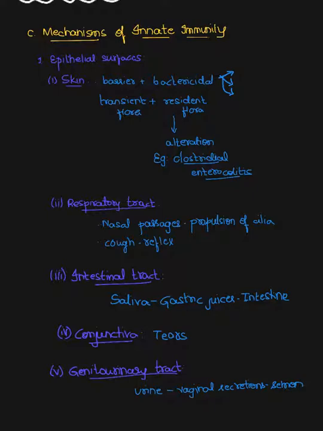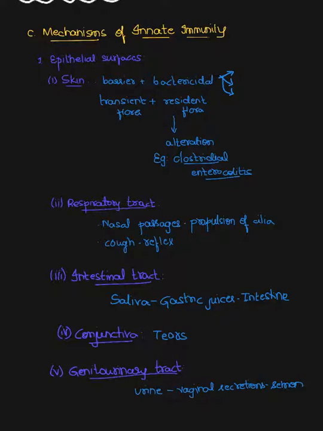And there are two types of flora here. Transient flora means those which have got deposited and might be harmful, and the resident flora are the ones which are necessary for the body and are present permanently on the skin. Whenever there is alteration, for example, clostridial enterocolitis is caused due to the removal of this resident flora by the use of oral antibiotics. Transient flora should be removed, but resident flora should never be removed from the body. If it is removed, it will cause some kind of disease.